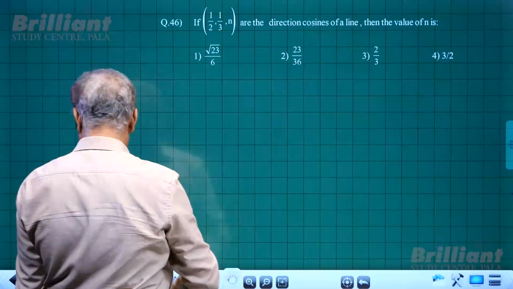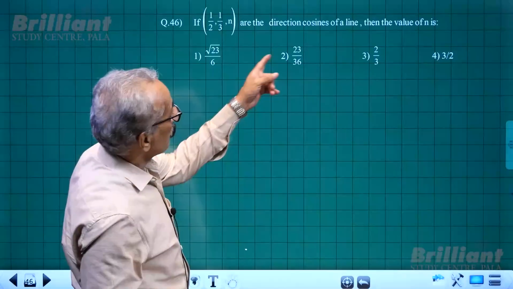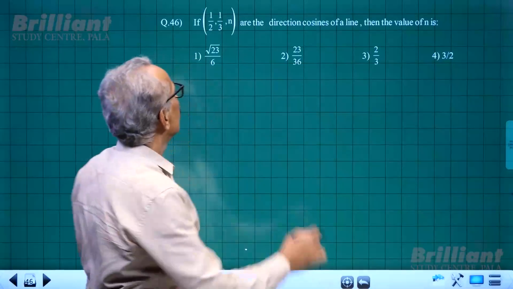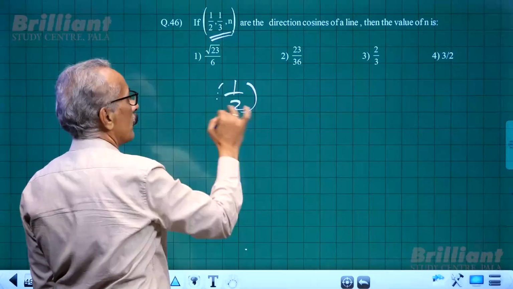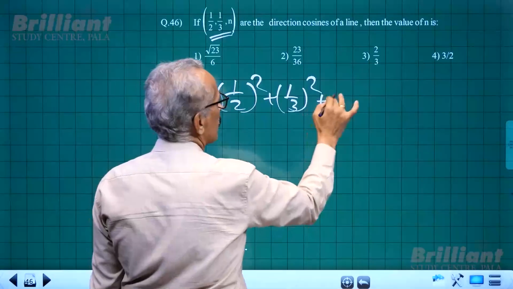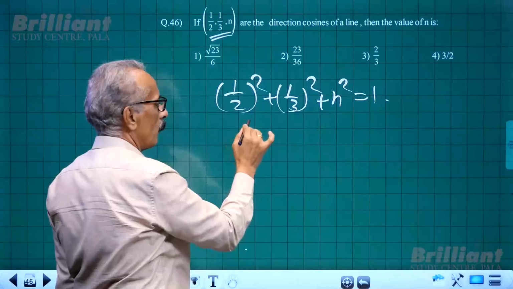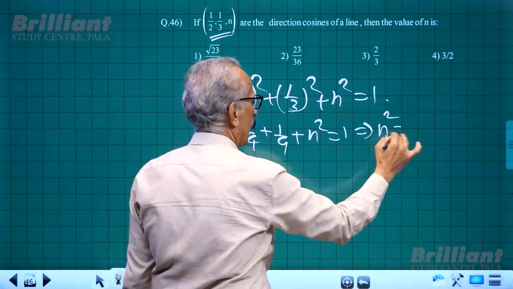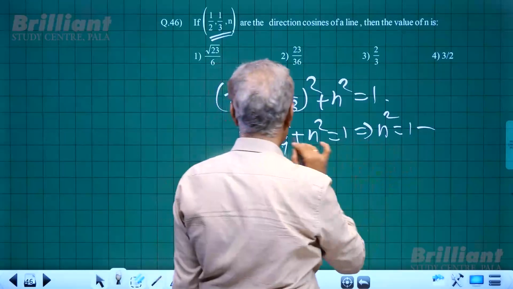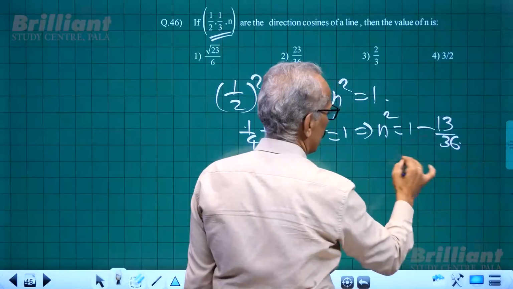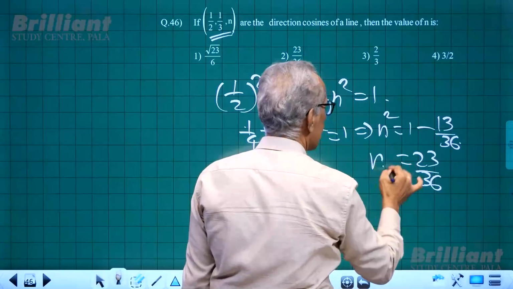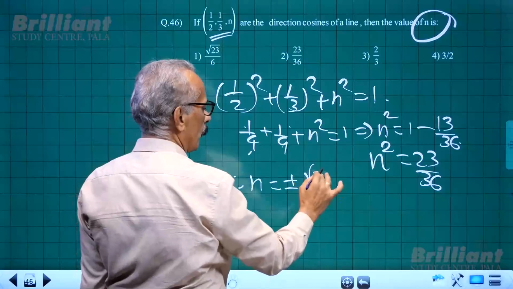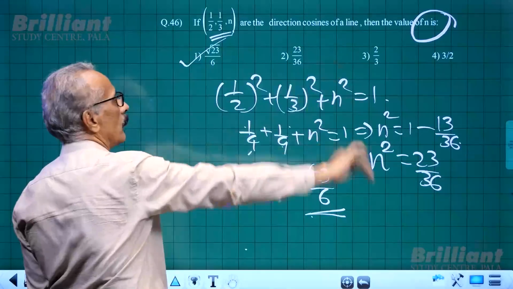So these are the direction cosines of three-dimensional geometry. Direction cosines of a line. So what is the property? L, M, N are the DCs, L square plus M square plus N square equal to 1. Therefore, 1 by 2 the whole square plus 1 by 3 the whole square plus N square should be equal to 1. That is 1 by 4 plus 1 by 9 plus N square equal to 1. Means N square is equal to 1 minus 13 by 36, that is 23 by 36. This is N square. Remember, you want to find out N. Therefore, N is equal to plus or minus root 23 by 6. You can take any one. That's your answer.